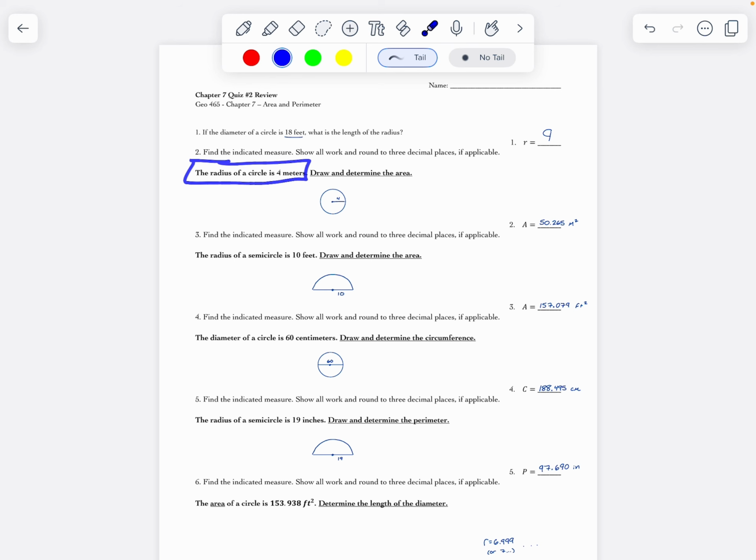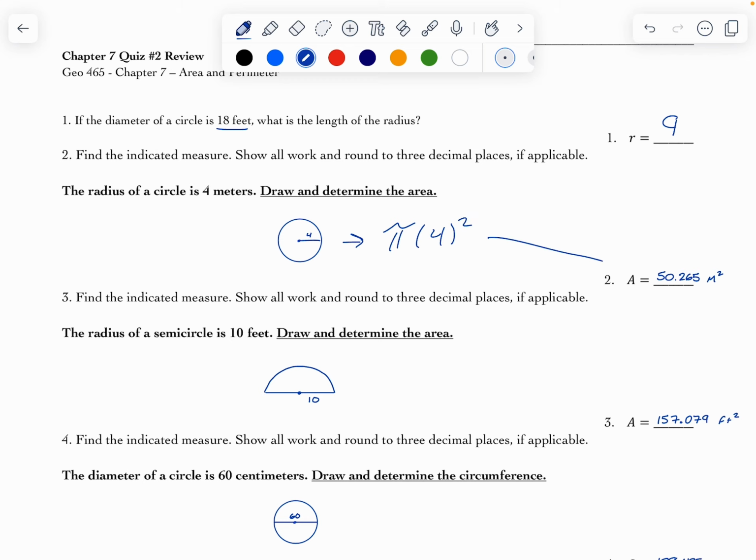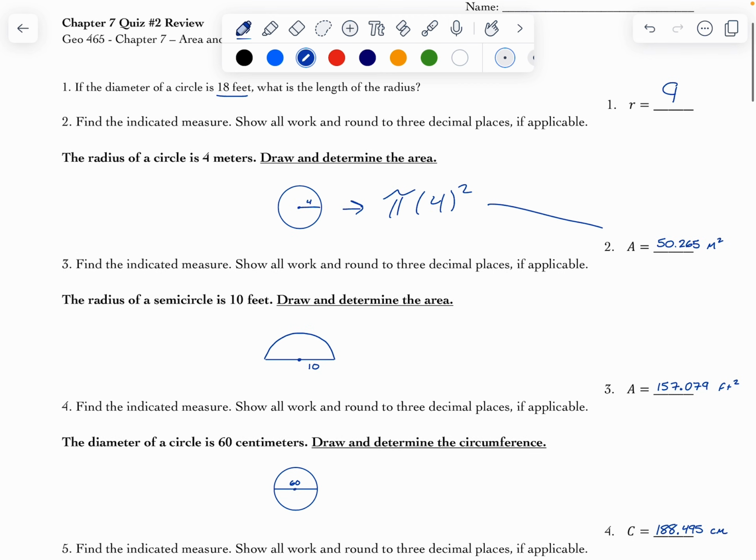Radius of a circle is 4 meters. Draw and determine the area. Here's the drawing that I would use. Circle with a radius of 4. To find the area, I have pi times 4 squared. If you want to write it as 16 pi, you can. If not, you can just throw it in your calculator and get 50.265.